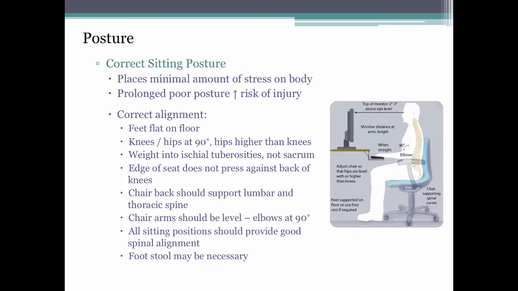And then in sitting, we see the same thing. We see the three curves of the spine. You have the head, the eyes level. So in this position, we want to have the spine perfectly aligned so that it equally distributes the forces of the spine.